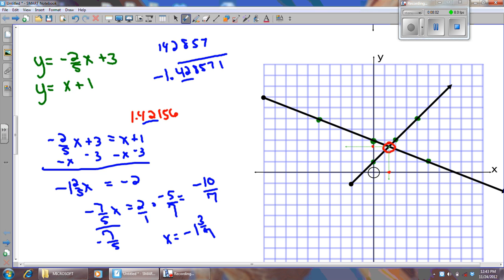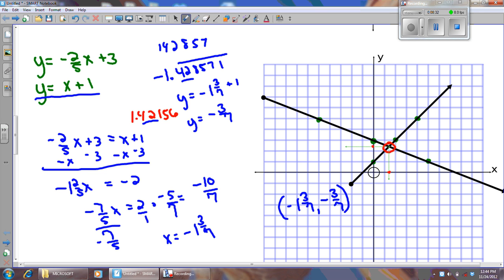And then, of course, to get the y-coordinate, I would have to plug this into, it looks like the second equation might be really easy. And so I'm going to go y equals negative 1 and 3/7 plus 1, so therefore y will equal negative 3/7. So the point of intersection actually occurs at negative 1 and 3/7 and negative 3/7. Okay?